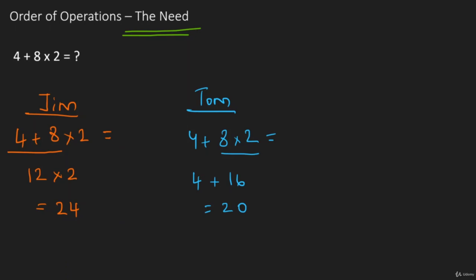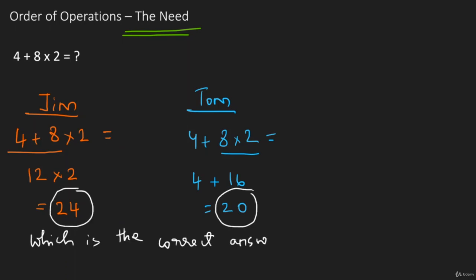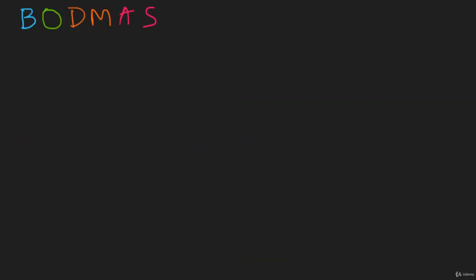Now for the same expression, there are two answers. So which is the correct answer? Here we have seen a typical example of the need to define the order of operations, whether addition has to be done first or multiplication has to be done first in this type of an expression. This is of utmost importance so that across the world, if anybody tries to do this problem, they should be getting the same answer. Here comes the importance of the BODMAS rule.